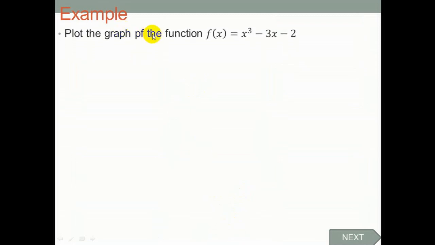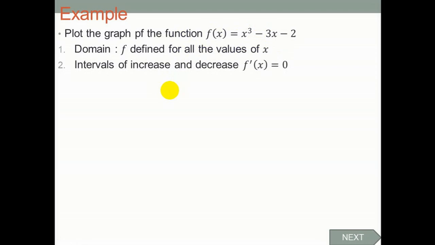You can see now the example. The first example: plot the graph of the function f(x) = x^3 - 3x - 2. So you need to answer from what? Yes, correct, the domain. f is defined for all values of x, wherever x is. The second is intervals of increase and decrease. You need to find the first derivative, because the first derivative must be 0. So you will get x = 1 and x = -1.